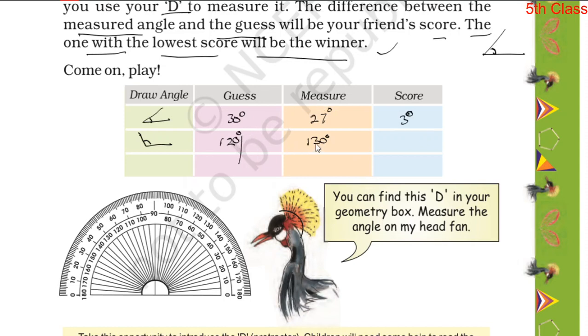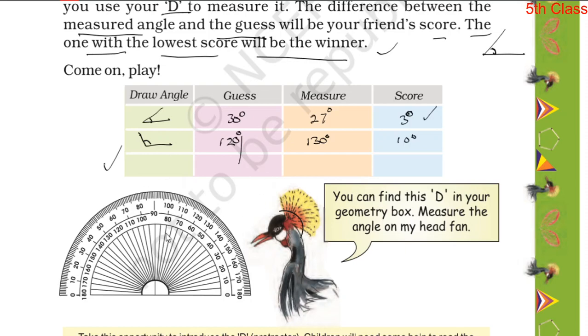What is the difference between these two? 130 minus 120, 10 degrees. So out of these two, whose score is the lowest one? This is the lowest one, so he is the winner. So like that, you draw one more angle. So try yourself, this one.